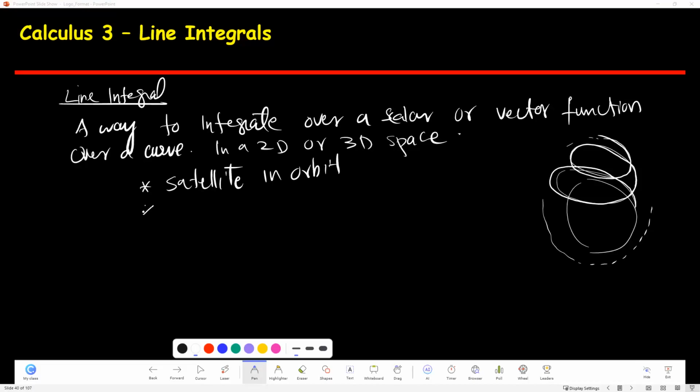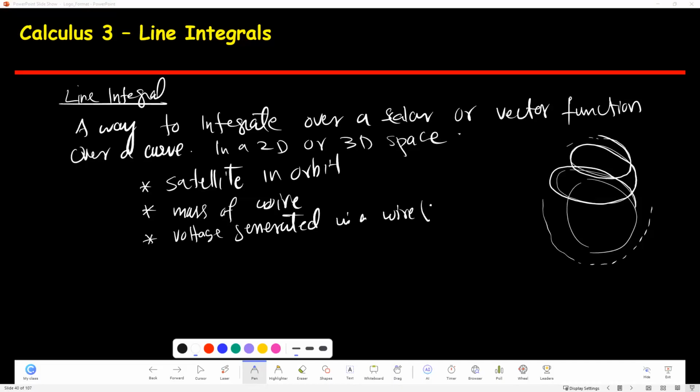We can also calculate the mass of a wire. Remember I gave you a density function. If somebody gives you a density function, you can take the line integral to find the mass of the wire. You can also find the voltage generated in a wire or loop. I'm going to say loop, so the wire is in a loop, and so on. There are many applications available.